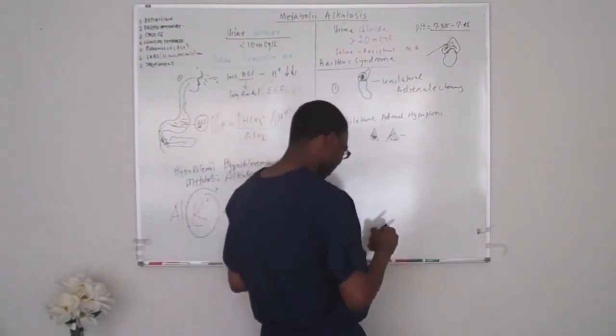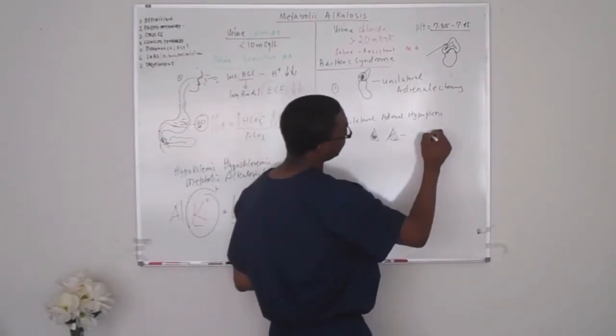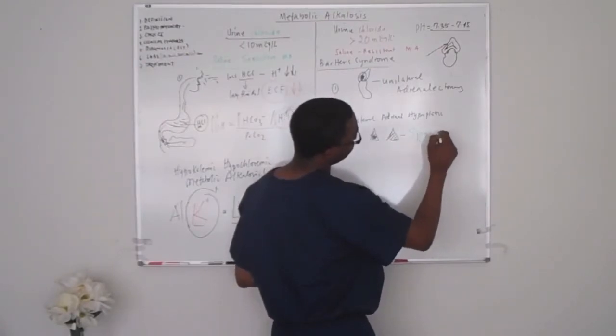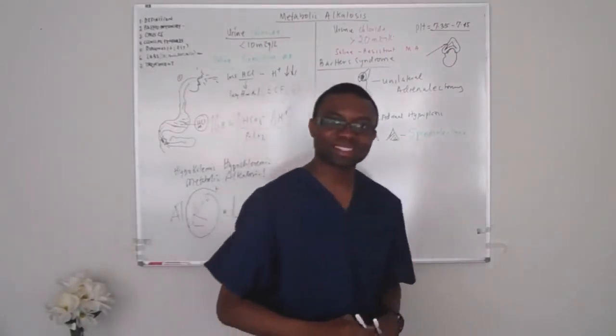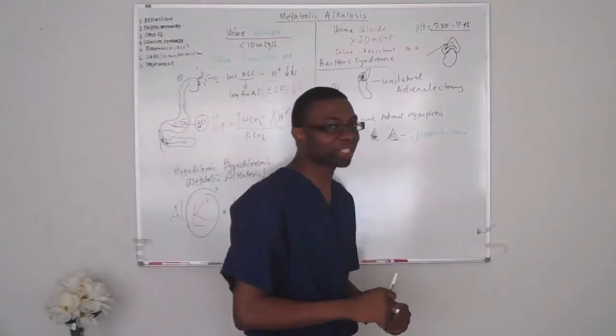What do we treat it with? Spironolactone. Right? Block the receptors. If you block the receptors, you slow everything down. That's how we treat that.